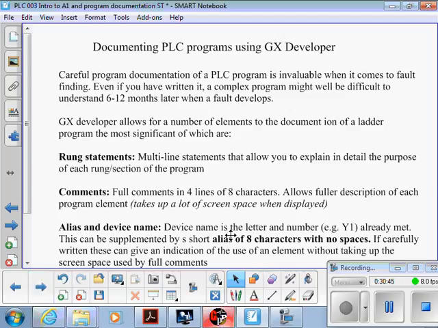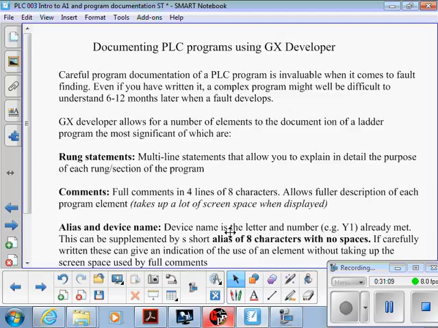So, careful programming and documentation is invaluable when it comes to fault finding. Even if that's a program that you've written yourself, if it's complex in nature, come back to it 6 months later, there'll be parts of it that you might not understand as well as you did when you wrote it. So good documentation and commenting is invaluable.